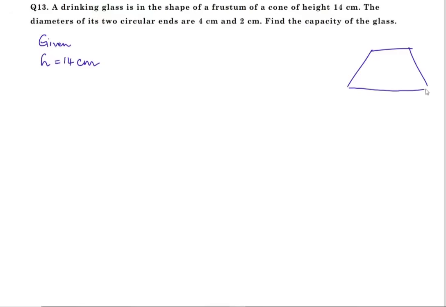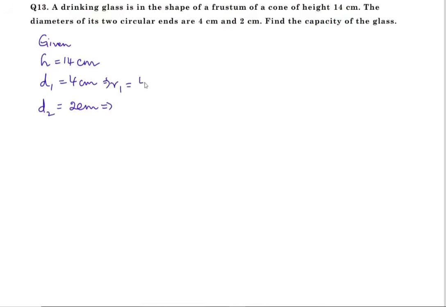A glass is in the shape of a frustum of a cone. The height is 14 centimeter. The diameters are 2 centimeter and 4 centimeter. They have given the diameters, that is d1 equals 4 centimeter, d2 equals 2 centimeter. Given the diameter, what I should know is the radius. Therefore I need to find out the radius.